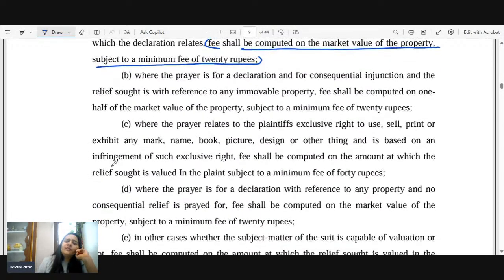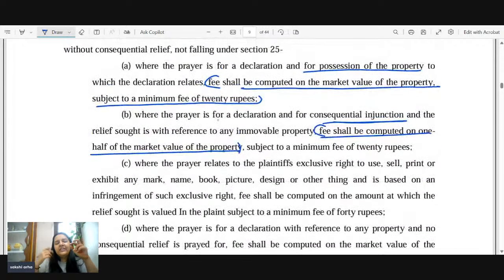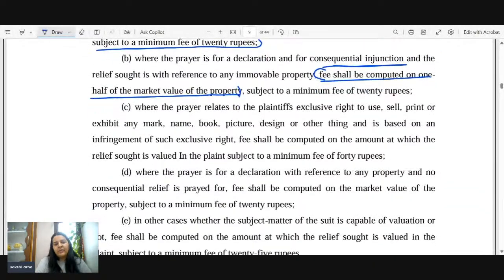Now, if the declaration is for consequential injunction, if you want a declaration of injunction, then the fee shall be computed on 1/2 of the market value of the property. If you want a declaration of injunction, the fee will be 1/2 of the market value of the property.